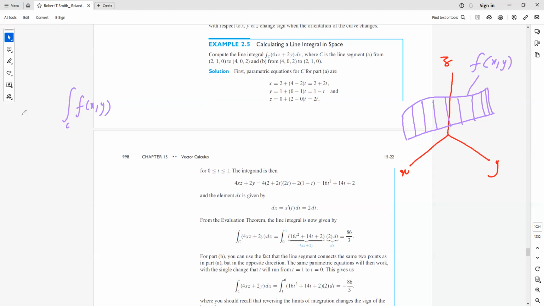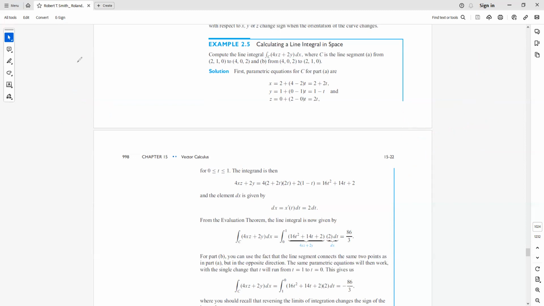Let us consider this problem: we need to compute the line integral of the given function, 4xz plus 2y dx, over the curve C, where C is the line segment from (2, 1, 0) to (4, 0, -2). Since it is in space, we first need to parameterize this curve in order to find the limits of this integral.